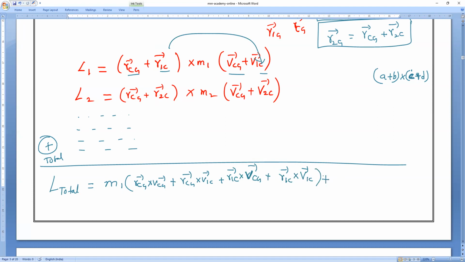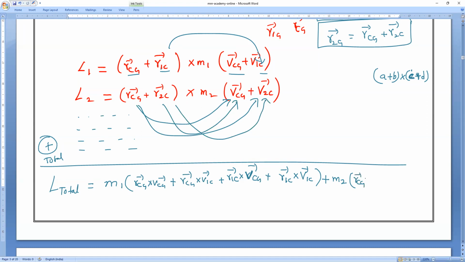Plus, next M2. M2 again I am putting outside. Now you tell me what will happen with this one. Again the same: with this, next with this, next with this. RC with respect to ground into VC with respect to ground, plus RC with respect to ground into V2C with respect to center, plus R2C with respect to center into VC with respect to ground, plus R2 with respect to center into V2 with respect to center. Will you all agree with me, everyone?